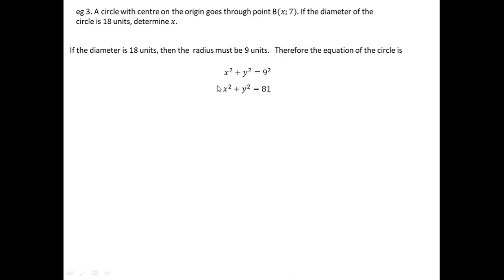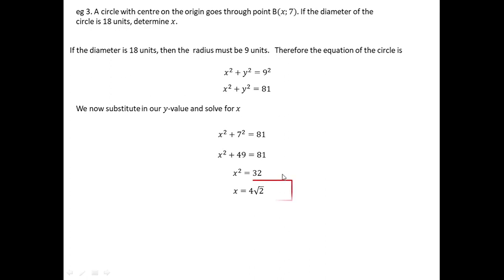Now that we have this, we can substitute in what we know from our equation. We know what the y coordinate is, 7. So we substitute in 7 in place of the y in our formula, work all of that out, and we get an x coordinate of 4√2. There we go. Done.